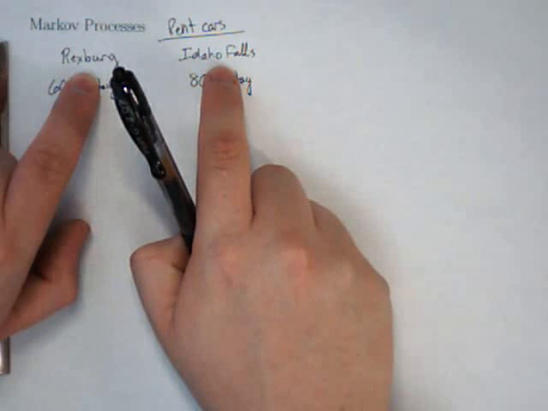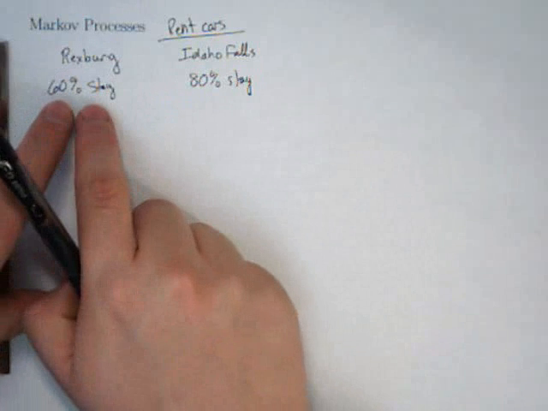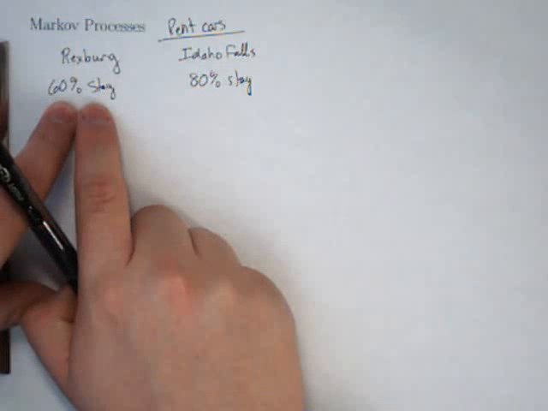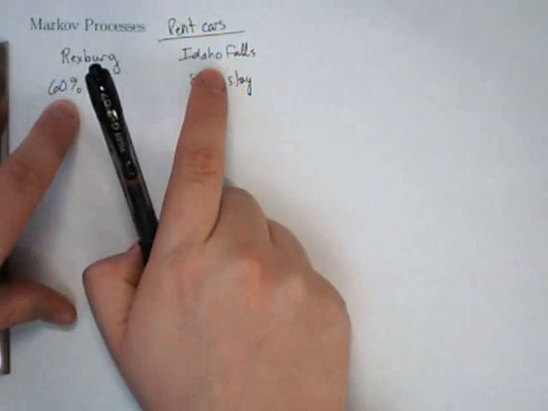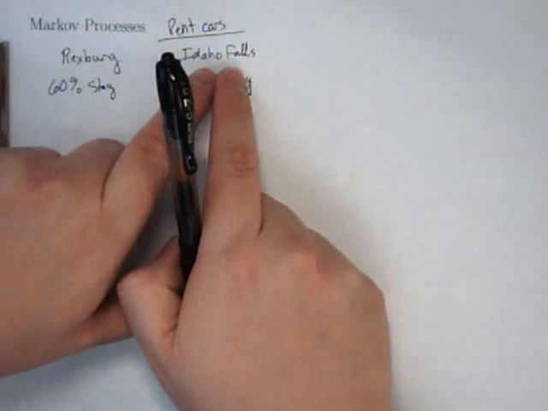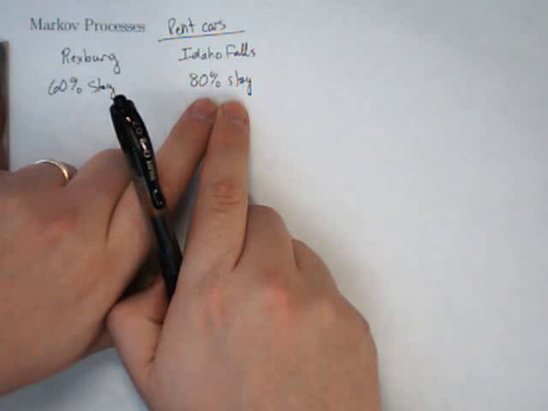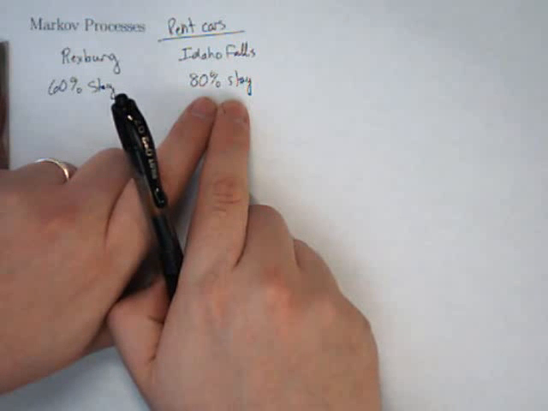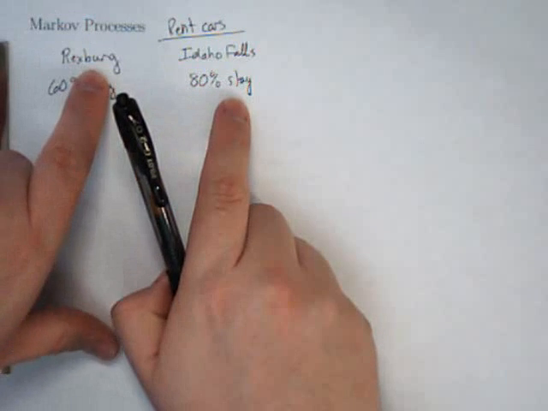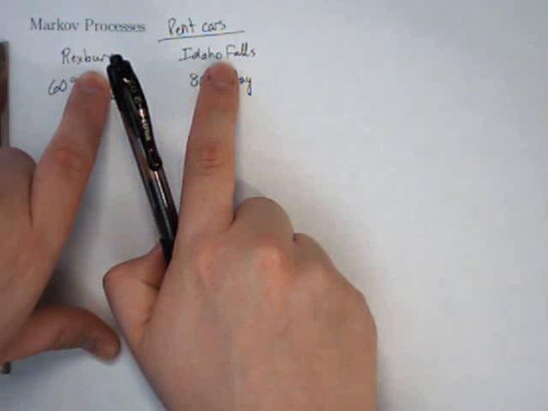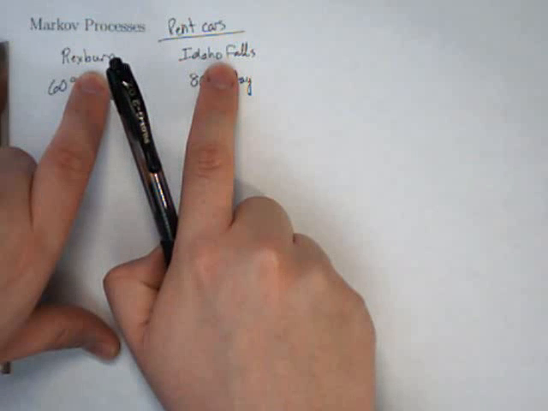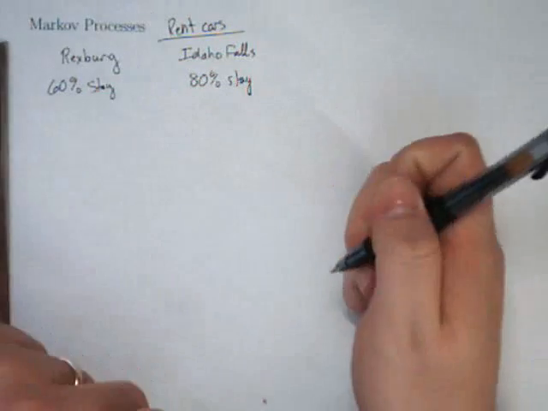And we've been keeping track of data for the last few months, and we've noticed that every week when we rent a car in Rexburg, 60% of those cars end up in Rexburg at the end of the week. 40% of them end up at the IF store. In the Idaho Falls store, 80% of the cars that we rent in the Idaho Falls store stay in the Idaho Falls store, and 20% of them end up coming back to Rexburg. So these two stores have some cars, and the cars that we rent end up going to different places.